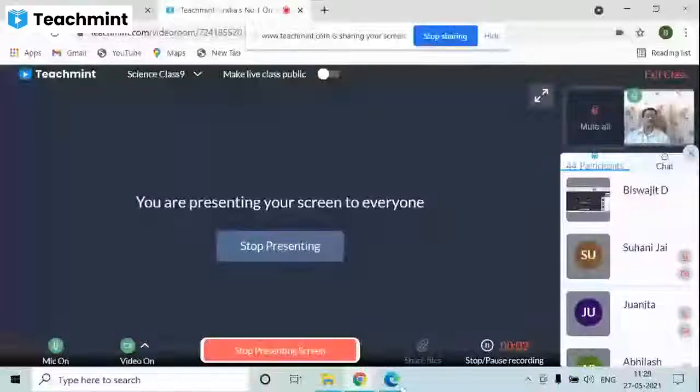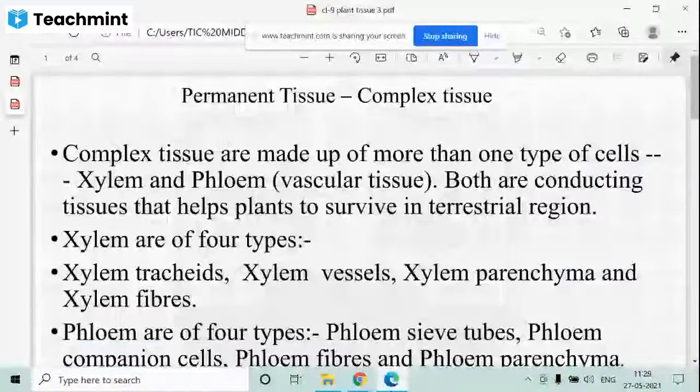Okay, we are starting with the next class, that is xylem and phloem, the complex permanent tissues. Permanent tissues, as we know, have lost the power of division. Once the meristematic tissues lose the power of division, they retain a certain shape, size, and specific function. All these have separated out from the meristematic tissues and do a particular function. Xylem and phloem are called vascular bundles in plants.